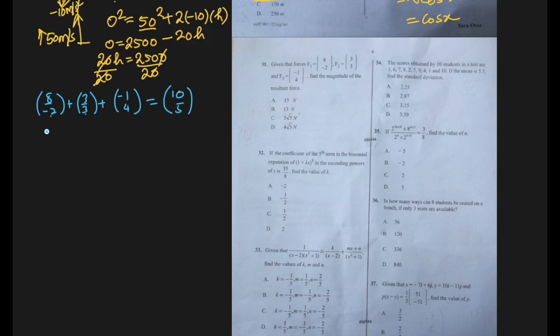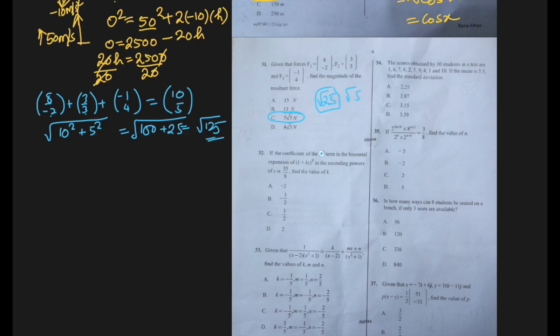So the magnitude of this force will be the square root of x component squared plus y component squared, which is 100 plus 25, square root of 125. Square root of 125 can be written as square root of 25 times square root of 5. This square root of 25 is complete, 5. So 5 square root 5 will be the answer.